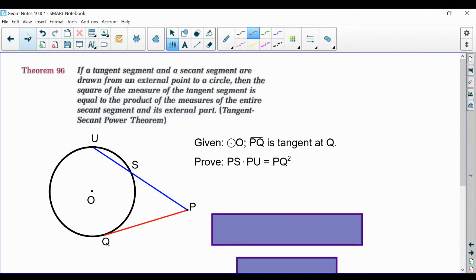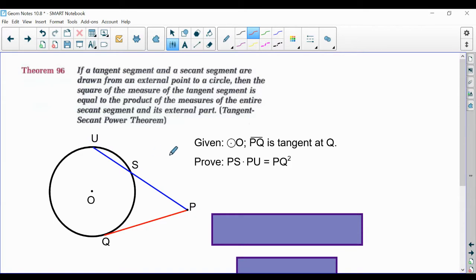Now, let's take a look at when we have a tangent and a secant. So if I have the circle O, P is an external point, and I draw a tangent from P to Q. So PQ is tangent to the circle, and then a secant, just any secant segment that starts at P and hits the circle in two points.